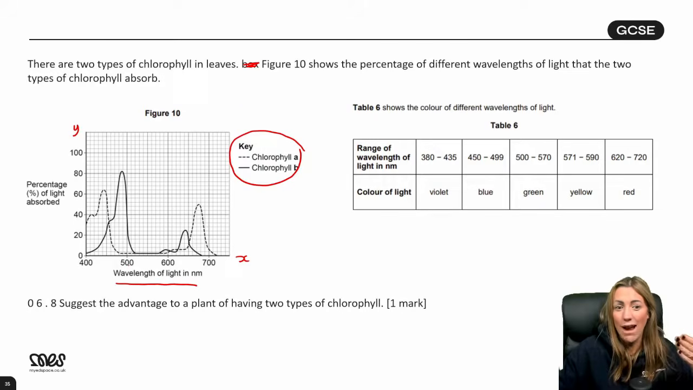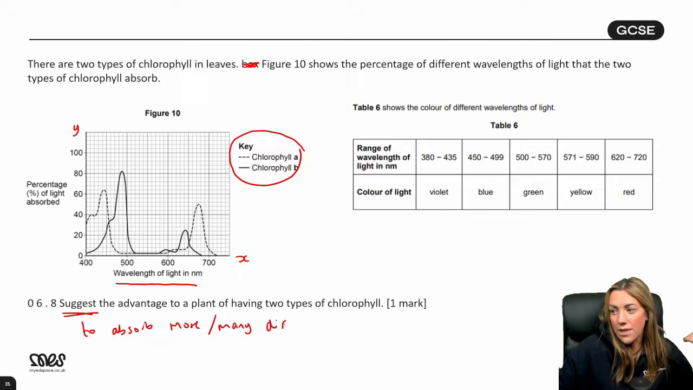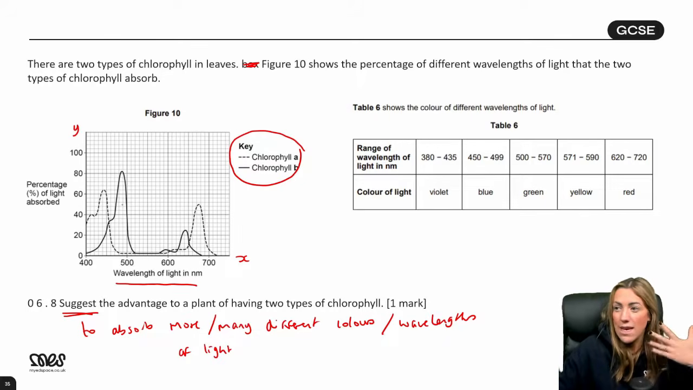Well, you can kind of see it on the graph, right? It does say suggest, but you can kind of see it on the graph. The advantage of having those two types is to absorb more or many different colours, or we can say wavelengths, because they have used that term on the graph now, of light. Look, with a combination of both chlorophyll A and chlorophyll B, for example, chlorophyll A can absorb wavelengths of like 400, 420, 440, 450, whereas chlorophyll B can absorb more light that's around 480, 490 nanometers.